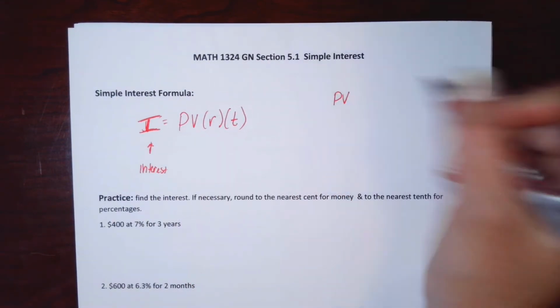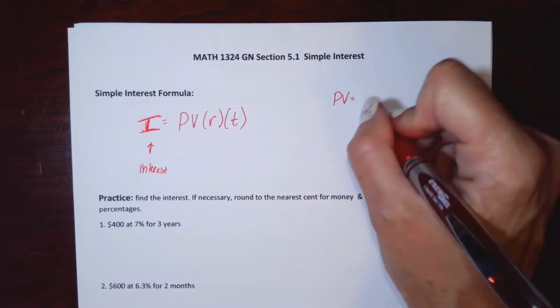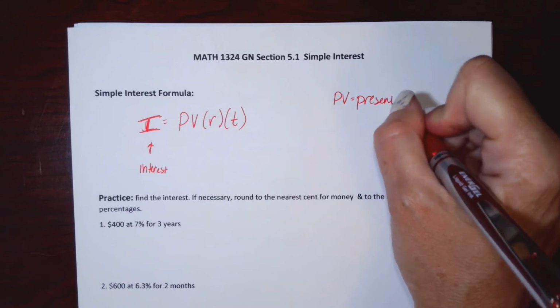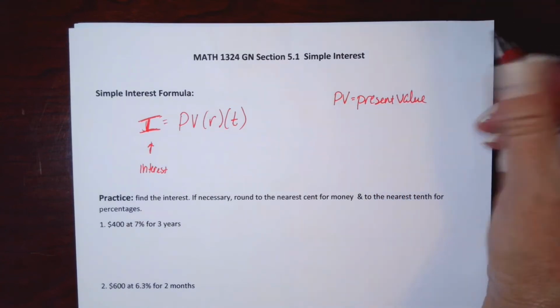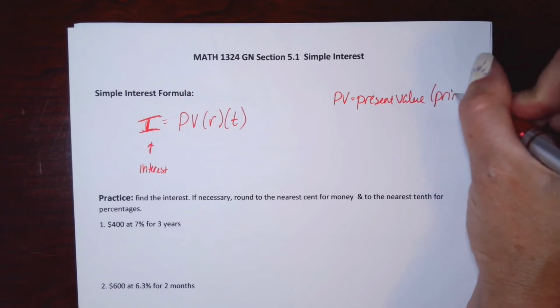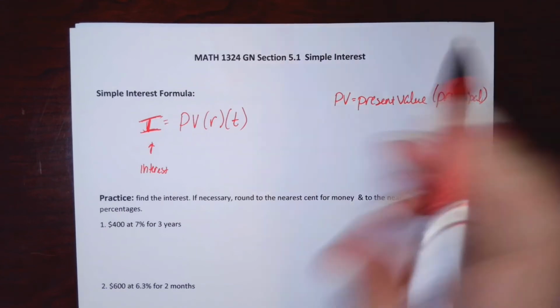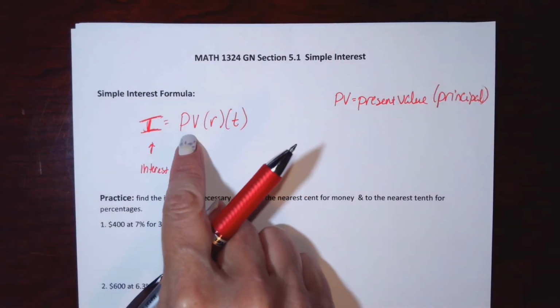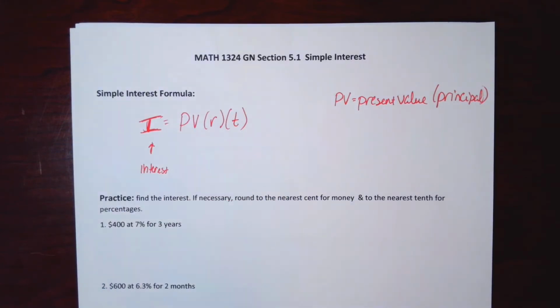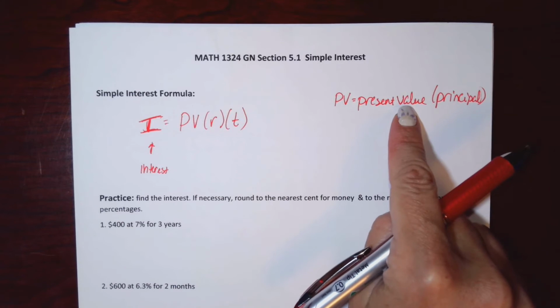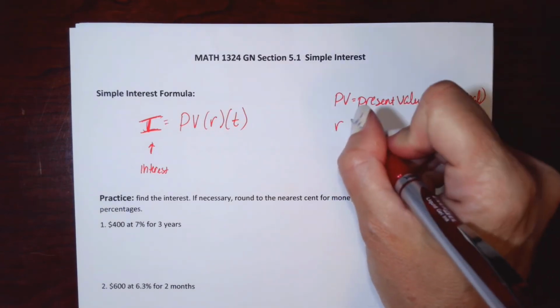PV is what we are referring to as present value. When I teach this in our other class, this is our principal. So if you are investing and earning interest, this is the money you invest. If you are borrowing and being charged interest, this is the amount of money you're borrowing. That's our principal, our present value, what we start with. And then R is rate.